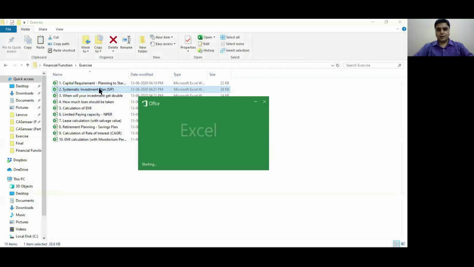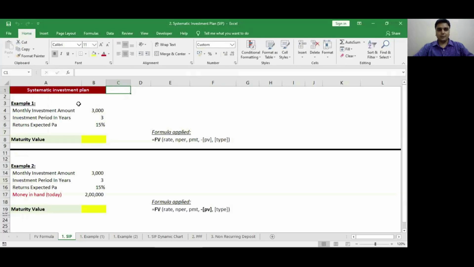In this, we will learn how to calculate maturity value if we keep on investing a fixed amount of money on a monthly basis. Now in example 1, मैं हर महीने 3,000 rupees invest कर रहा हूँ for a period of 3 years, that is 36 months, and the rate of interest is 15%. So after 3 years, मेरी total maturity value क्या होगी? For that, we can use a formula FV.